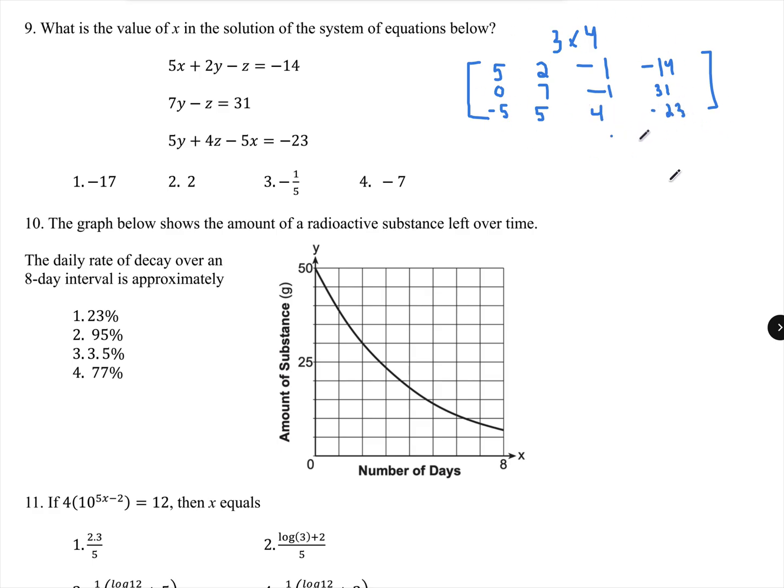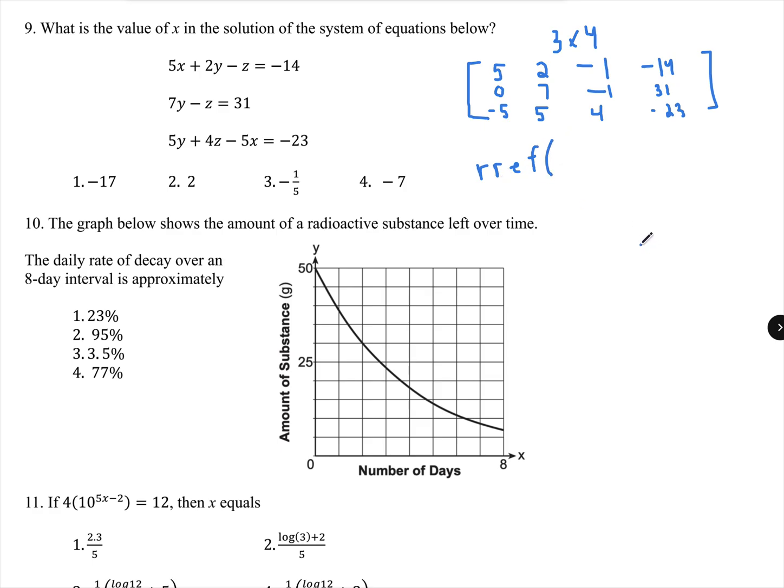Once I make this matrix, I'm going to go to second, matrix again, scroll over once to math, scroll down to the letter B, and you get this thing that's called RREF. If you press enter, you'll see it pops up, and it looks like this.